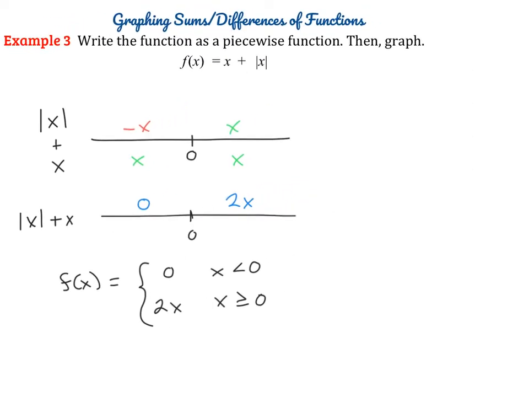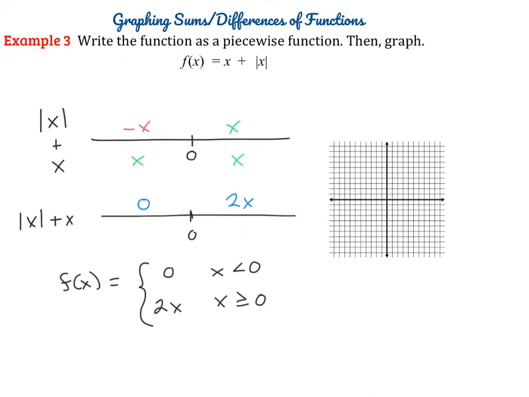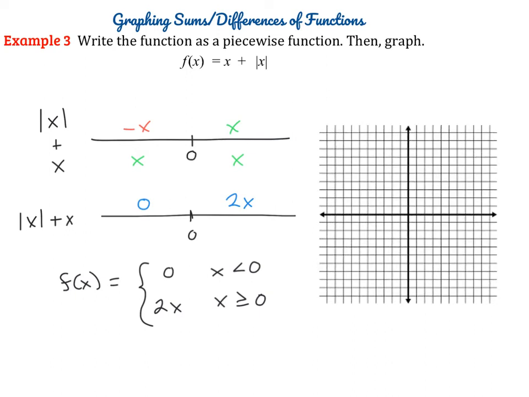So let's sketch a graph of what this looks like. So again, everything to the left of x equals 0 is going to be defined by this constant function. And everything to the right will be defined by the function 2x. So it looks like this.